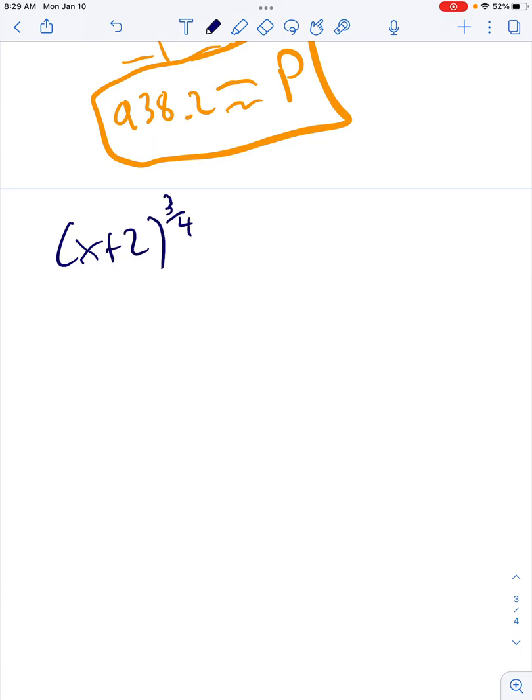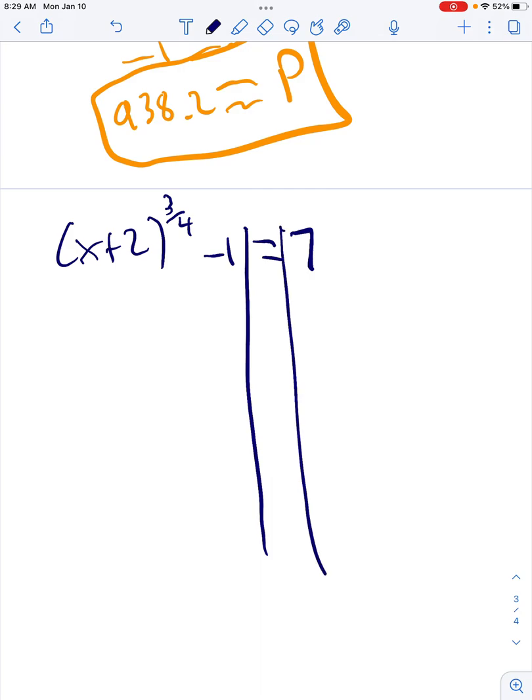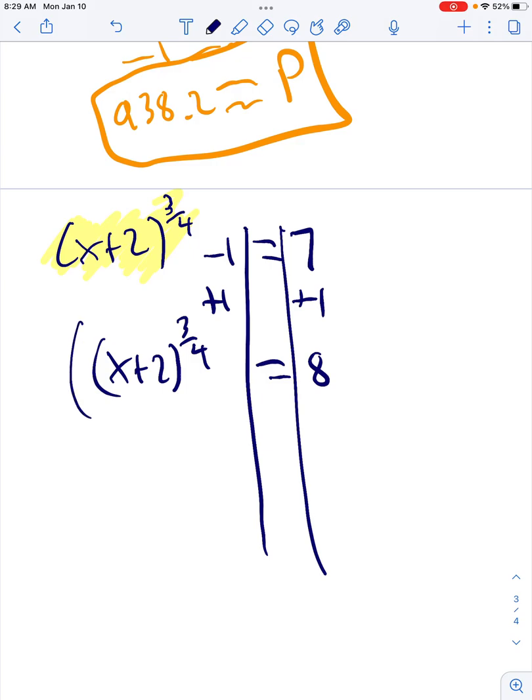x plus 2 raised to the 3/4 power minus 1 equals 7. So again, my first goal is to isolate the radical, which means I want to try to get this section of the equation by itself. So I'll start by adding 1. So now I'm still left with x plus 2 to the 3/4 equals 8. And now to undo this 3/4 power, I'm going to raise it to the 4/3 power.